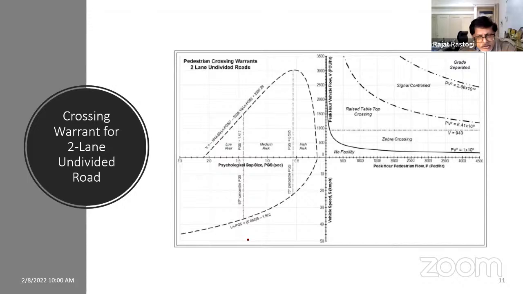And they are also there in terms of these nomographs, where you can see here, this is a PV square condition where you have on the x-axis the peak pedestrian flow, and on the y-axis the peak vehicular flow.